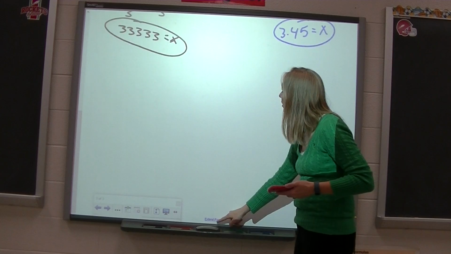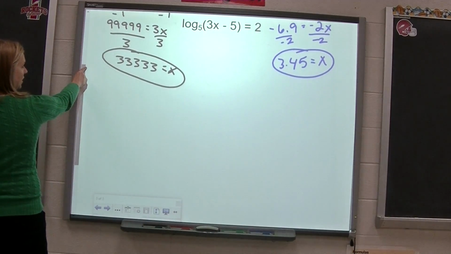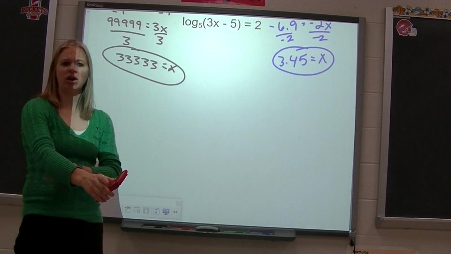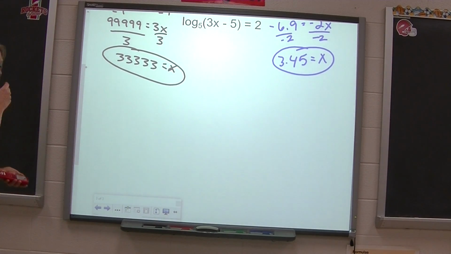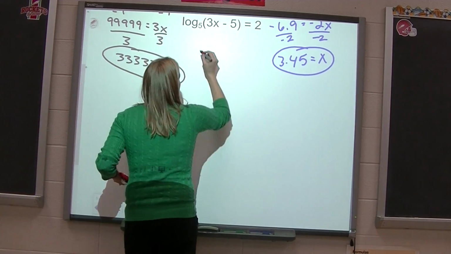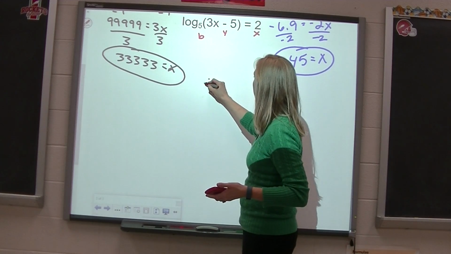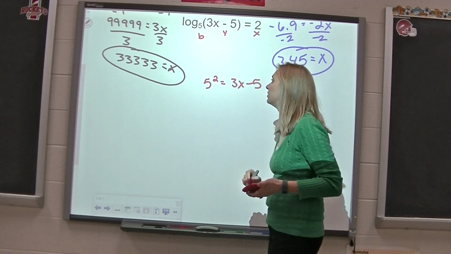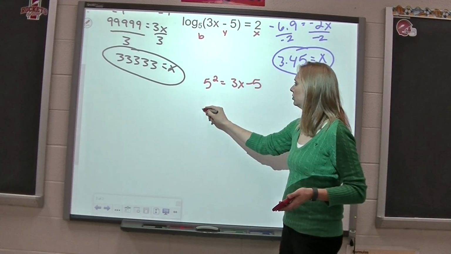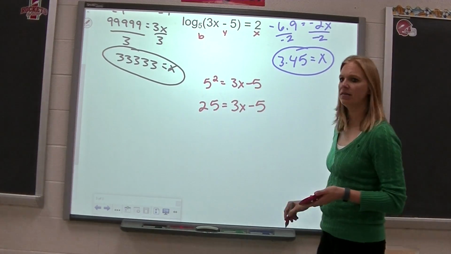And finally, let's look here. If you haven't already paused the video to try one, do that now. Pause it, try this one, and then watch through and make sure you did it correctly. So here's my base, there's my power, there's my y. So it's going to be 5 to the 2nd power equals 3x minus 5. And we all know that's 25. 25 equals 3x minus 5.